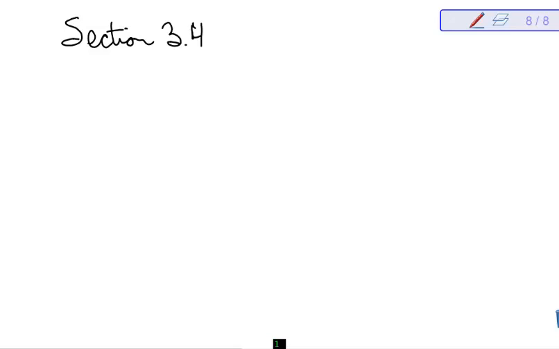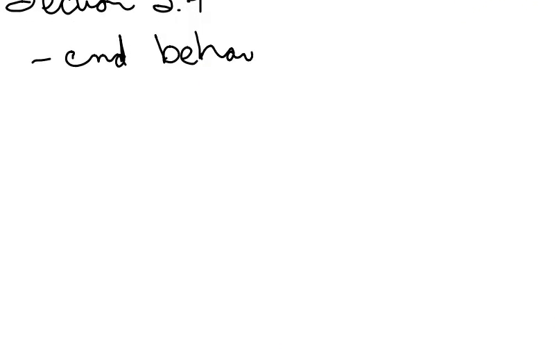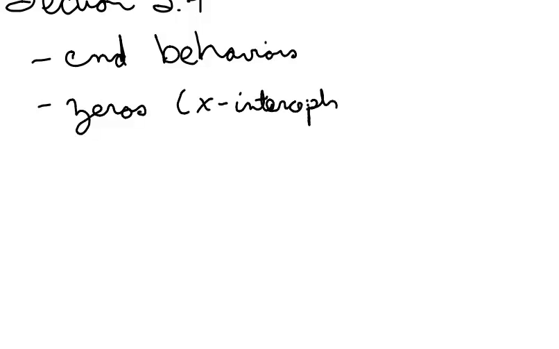What we're going to be looking at today in section 3.4 is graphing polynomials with higher orders, degrees, things like that. We're going to look at the end behaviors of a graph. And we're going to look at the zeros of a graph, which, remember, those are the same things as the x-intercepts. And we're going to look at the y-intercepts.